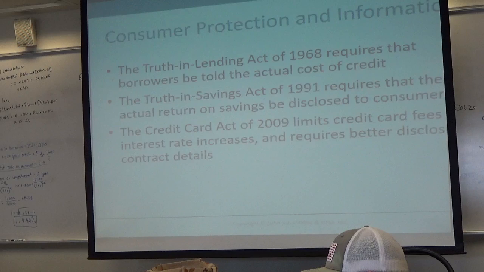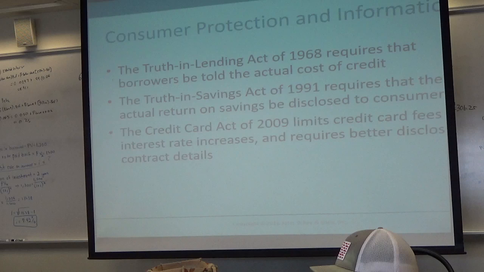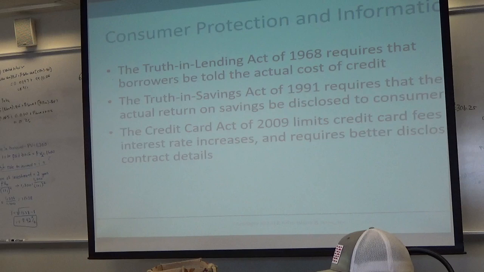The consumer protection information. The Truth in Lending Act of 1968 requires that borrowers be told of the actual cost of credit. The Truth in Savings Act of 1991 requires that the actual return on savings be disclosed to customers. And the Credit Card Act of 2009 limits credit card fees and interest rate increases and requires better disclosure of contract details.